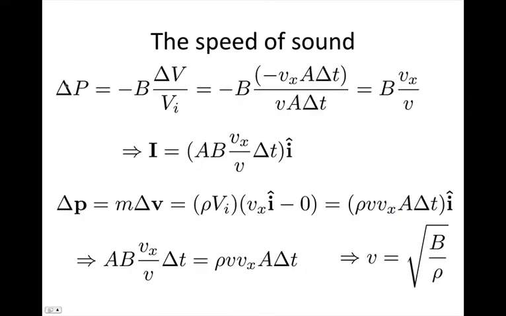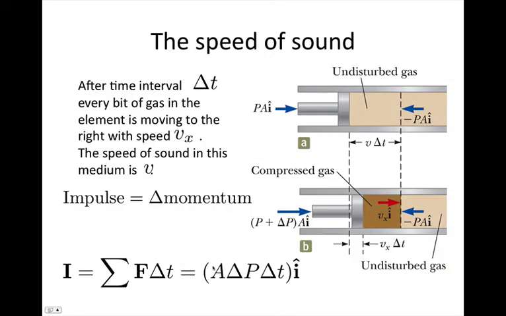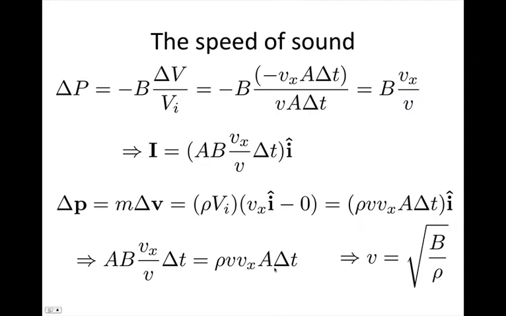Okay, but from before, we know that delta P is equal to minus B times the change in volume over the initial volume, so that's minus B. Now the change in volume we said was minus vx A delta t, and the initial volume was just v A delta t. So the A's will cancel out and we'll end up with B vx on v. So this gives us that the impulse is equal to A delta P delta t, so we've got A and then the B vx on v delta t i.